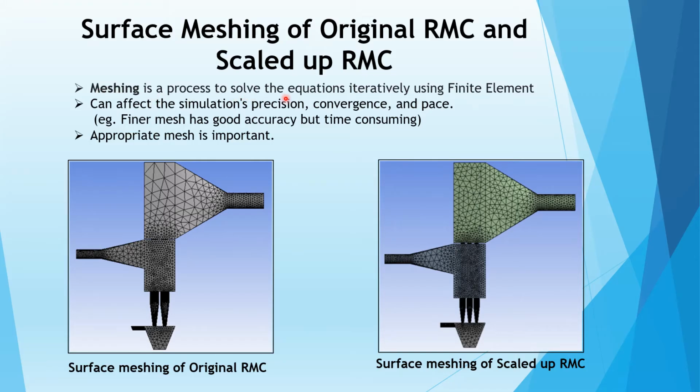Meshing is a process to solve the equations iteratively using finite elements. Different mesh can affect the simulation's precision, convergence, and pace. For example, a fine mesh will produce accurate results but is time-consuming. Hence, an appropriate mesh is important. This is the surface mesh of the original RMC. This is the surface mesh of the scale-up RMC.